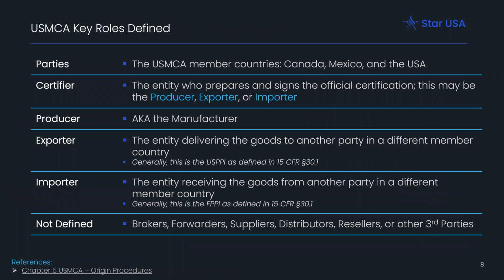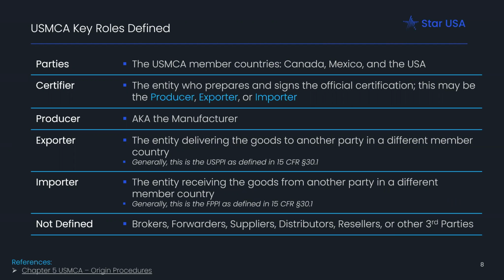Some of the key roles defined within the USMCA agreement itself. The parties, anytime you see the term parties within the text of the agreement, they are talking about the member countries, Canada, Mexico, and US. They are not talking about the parties to the sale. They are not talking about the parties that are listed on the certifications. They are talking about the member countries. So anywhere you see the parties in the text, they mean the actual member countries.